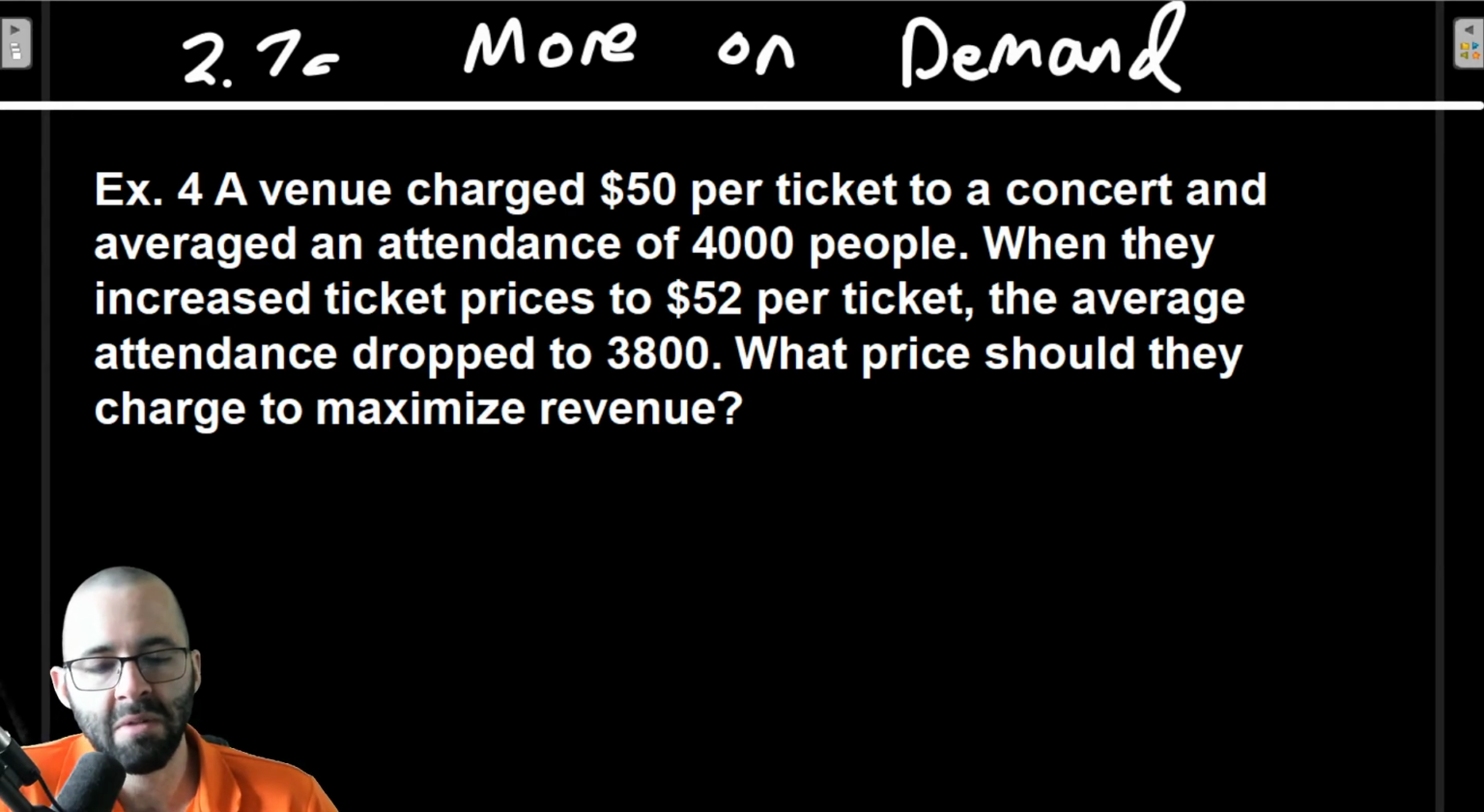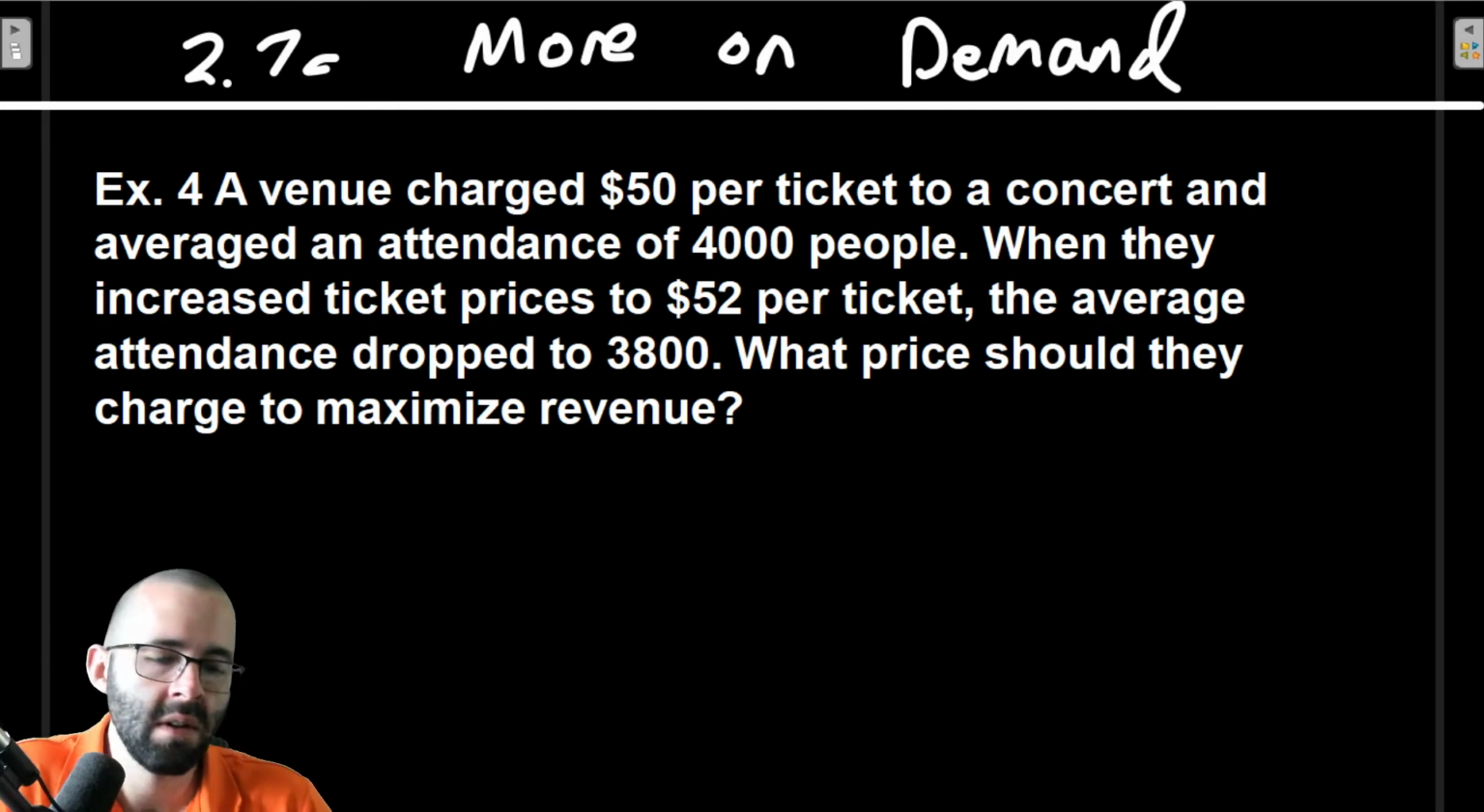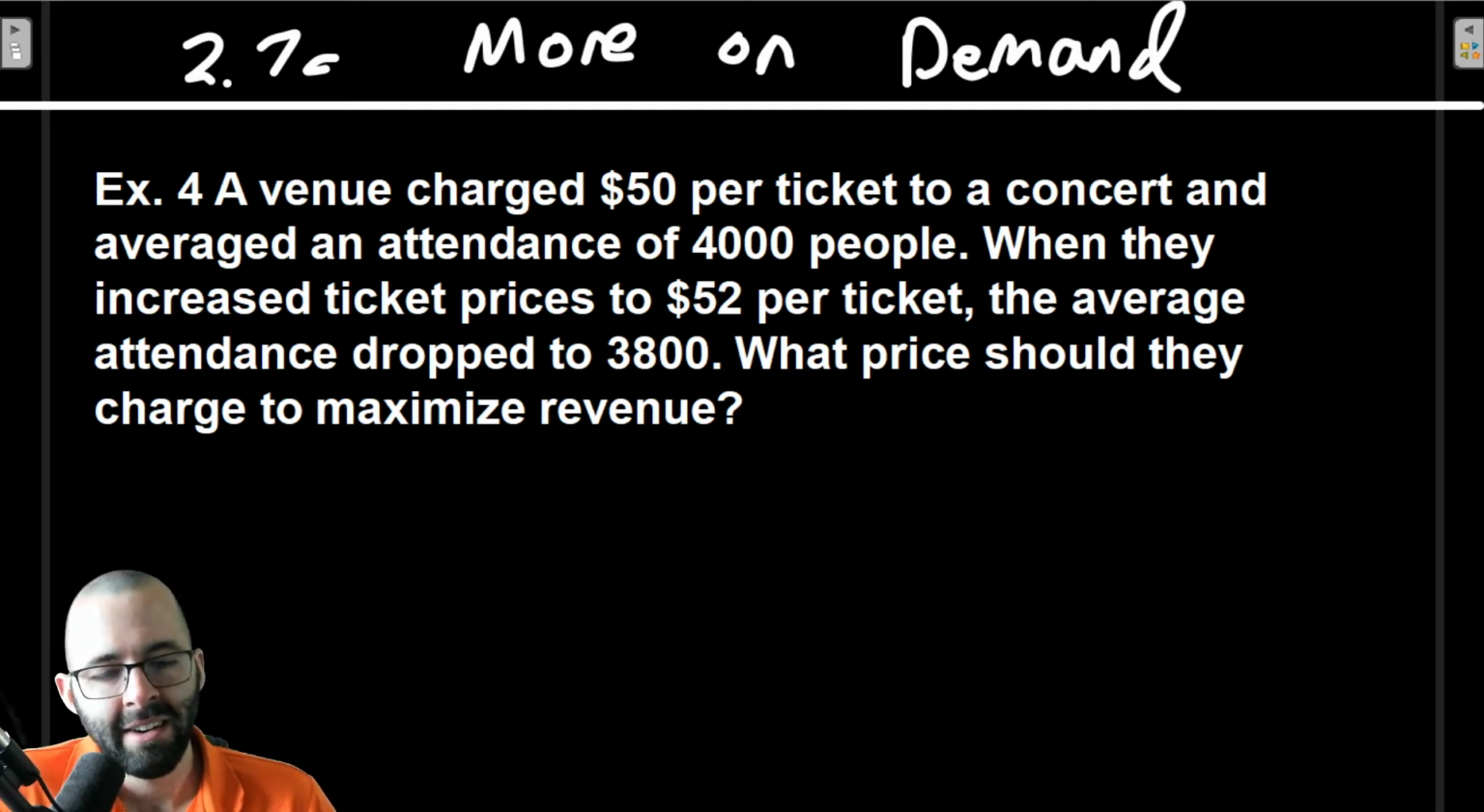Let's say we have some sort of venue and they're charging $50 per ticket to some concert or to a series of concerts. And when they did this, they averaged an attendance of about 4,000 people. And then maybe the next year or some other similar comparable statistical thing, so we're not comparing like Tuesdays and Saturdays, right? Some other time they increased the ticket prices to $52 and the attendance dropped to 3,800. What price should they charge to maximize revenue?